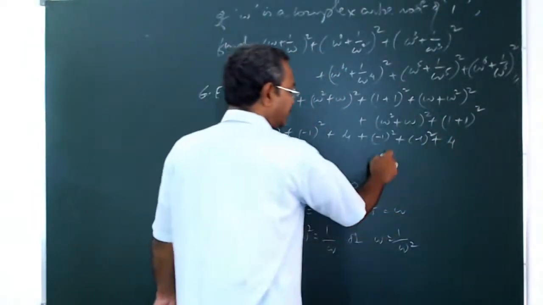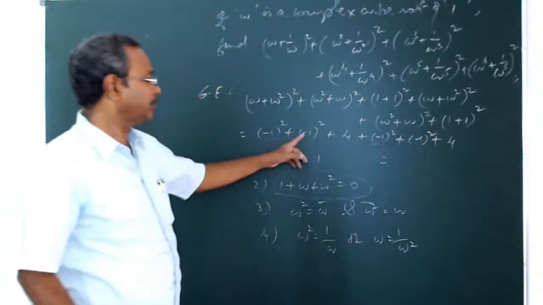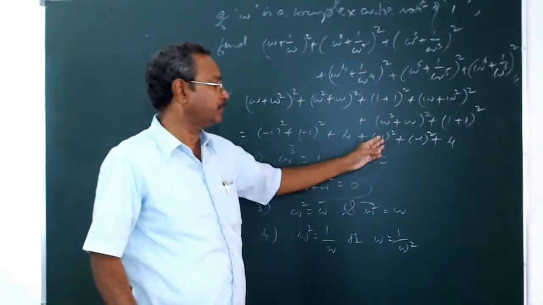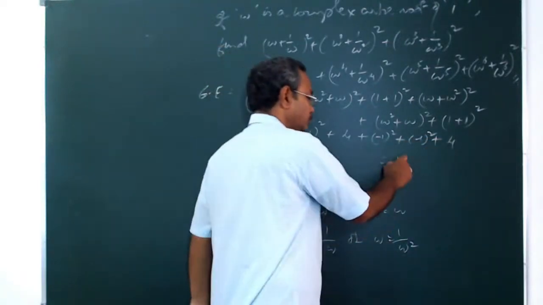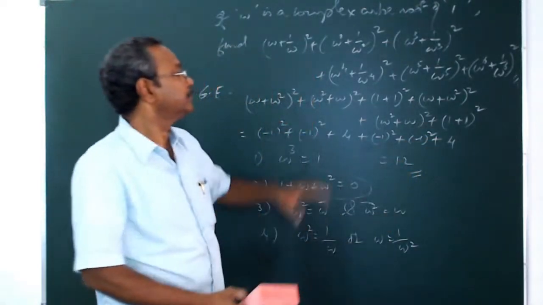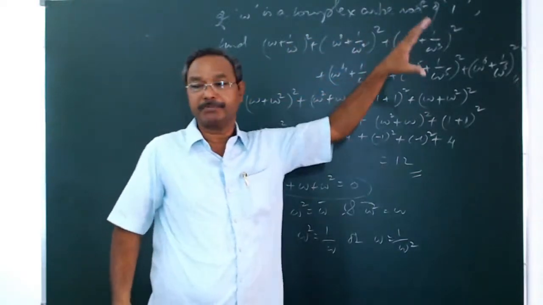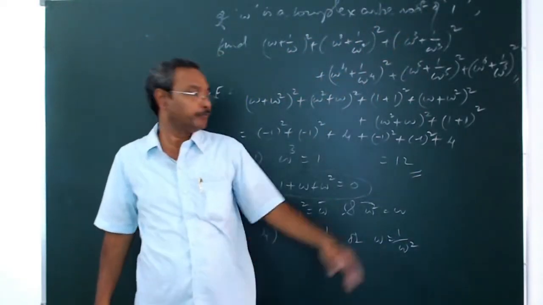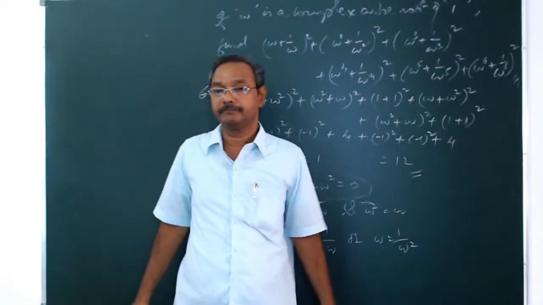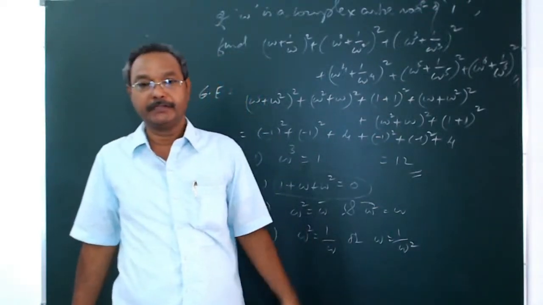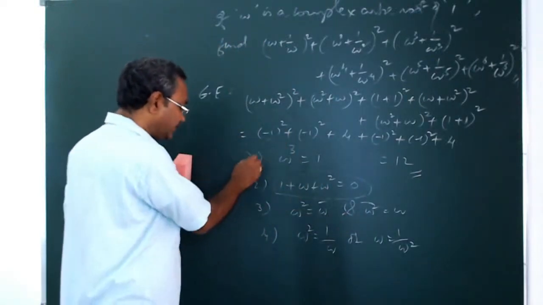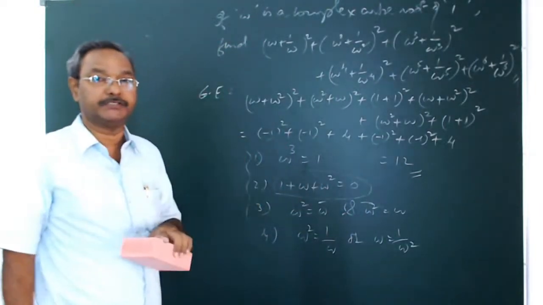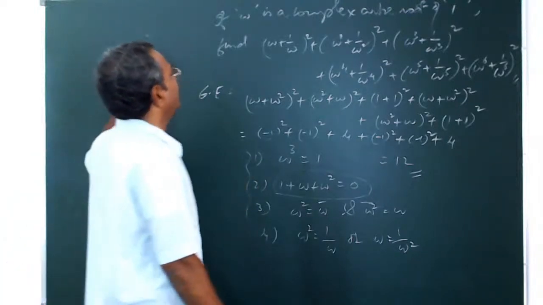So on simplification, what happens to this one? 1 plus 1 plus 4, that is 6, plus 1 is 7, plus 1 is 8, plus 4, which is 12. So the value of this entire expression is equal to 12. Okay, this is the way such problems can be solved using these results. Let's see one more problem.